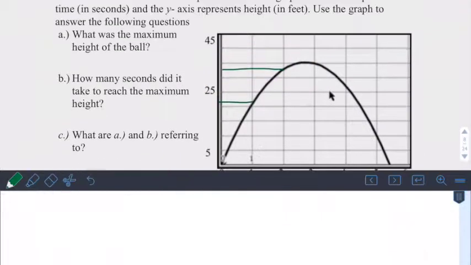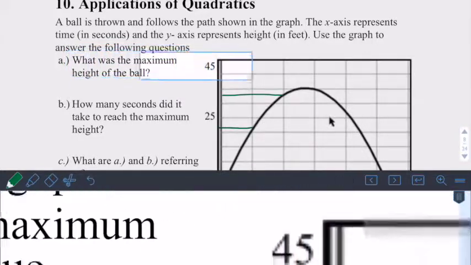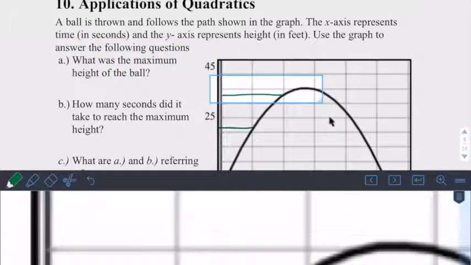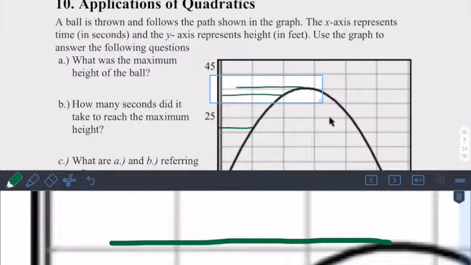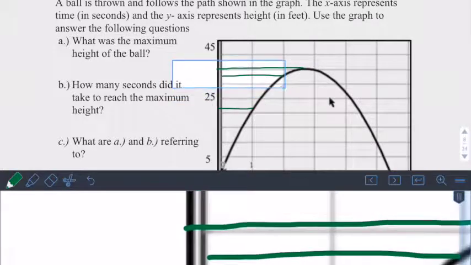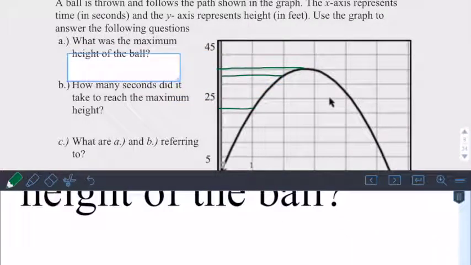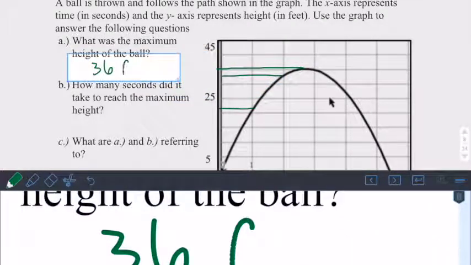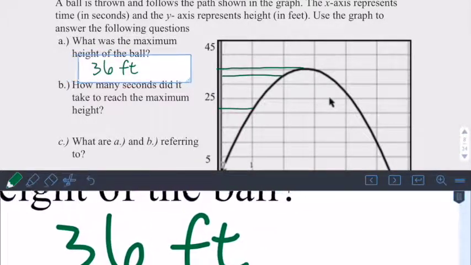Okay? So what is the maximum height of the ball? Well, that's the tallest it goes, right? That's our maximum. So we would estimate 25, 30, 35, maybe 36 feet. Make sure you put units.